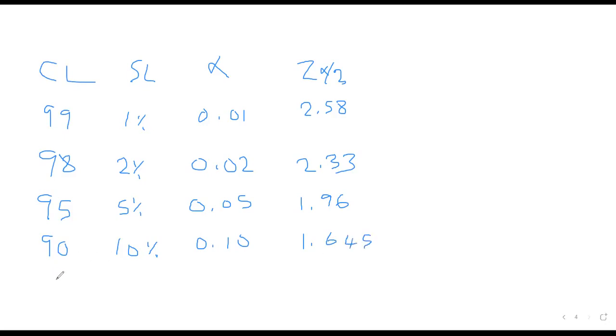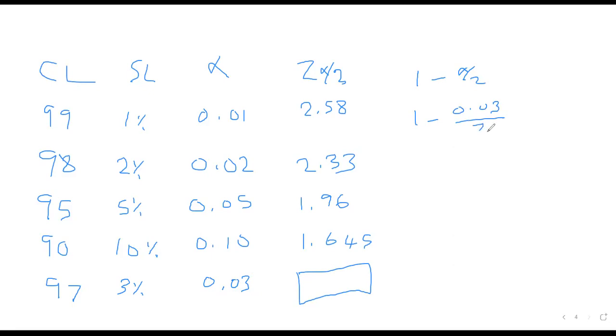Now, suppose we had 97%. What is the significance level for 97%? 3%, sorry. 3%. Good. Then alpha is 0.03. Just divide by 100. And to read here, what do we do? It is 1 minus alpha over 2. 1 minus 0.03 divided by 2. What do we get? 1 minus 0.015. Yes. What do we get? 0.985.